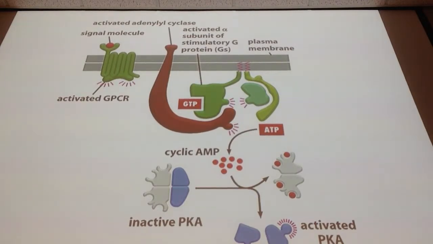So the effector enzyme after the G protein is activated, in this case, is adenylyl cyclase. Adenylyl cyclase, when activated, will convert ATP into a cyclic AMP. So this is why this is called a cyclic AMP pathway. Right? So cyclic AMP belongs to a group of molecules. Some of them are organic molecules, some of them are ions. They belong to a group of molecules called secondary messengers.